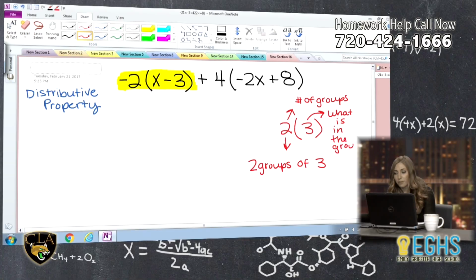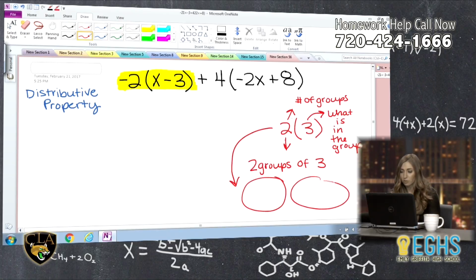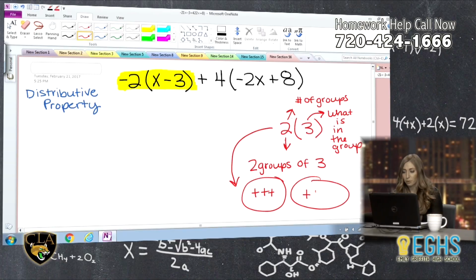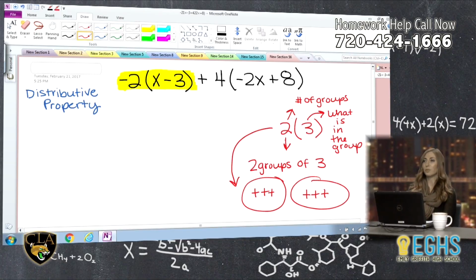If we were to visualize this, it's saying we have 2 groups, and then there's 3 in each group. And of course, we know if we do 2 times 3, we get 6. So writing this out, combining the things that are alike, the 3 and the 3, we put them together, we get 6. So it's just multiplication when we're grouping things.